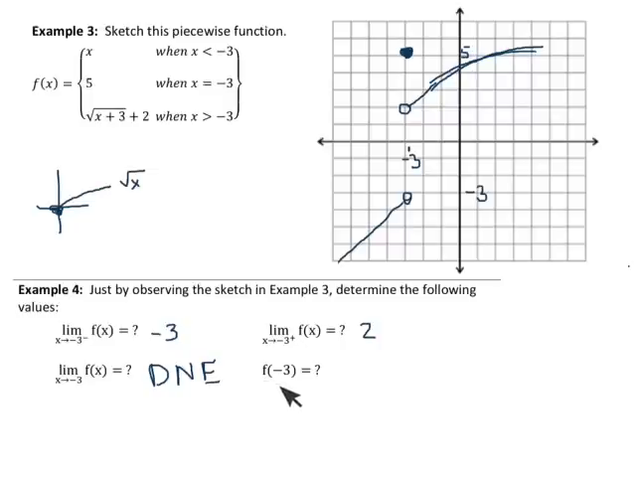Now, what is f of negative 3? Well, here's negative 3 again. The only place that I see my function defined along this vertical line here is right here at the y value of 5. So f of negative 3 is simply 5. So this answers our questions in regards to the sketch that we just made.